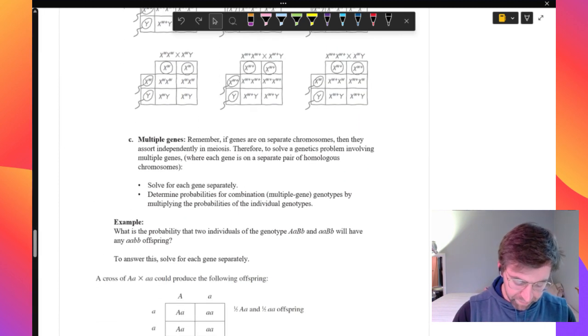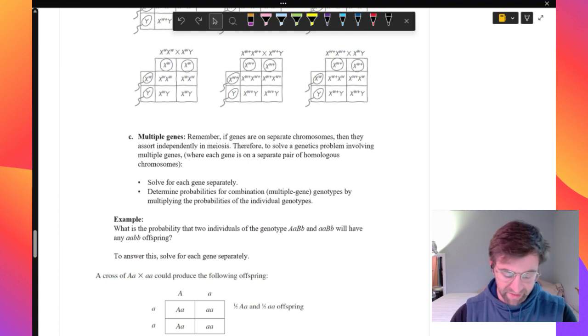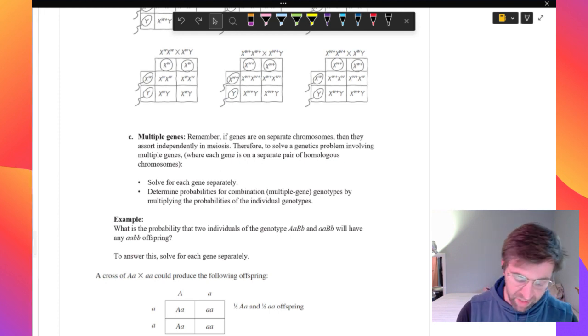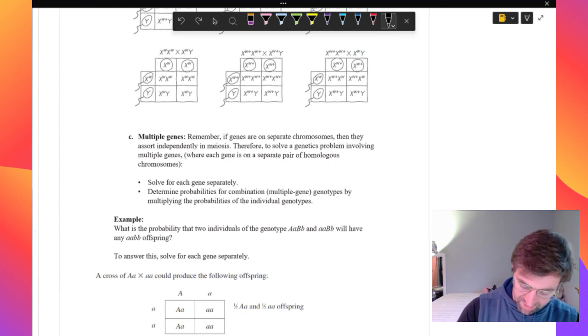Looking at multiple genes, remember if genes are on separate chromosomes, then they assort independently in meiosis. Therefore, to solve a genetics problem involving multiple genes, where each gene is on a separate pair of homologous chromosomes, you have to solve for each gene separately and determine probabilities for combination, multi-gene genotypes, by multiplying the probabilities of the individual phenotypes. And just a little review of probabilities, I guess.